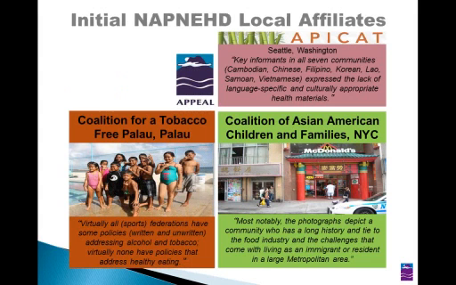When we began this network, we were working with 3 local affiliates. In Seattle, Washington, a group called APICAT, which had key informants in 7 communities: Cambodian, Chinese, Filipino, Korean, Lao, Samoan, and Vietnamese, who were expressing a lack of language-specific and culturally appropriate health materials. In New York City, the Coalition for Asian American Children and Families, and in Palau, the Coalition for Tobacco-Free Palau. These three groups enabled us to reach local communities with their homegrown expertise and networks.